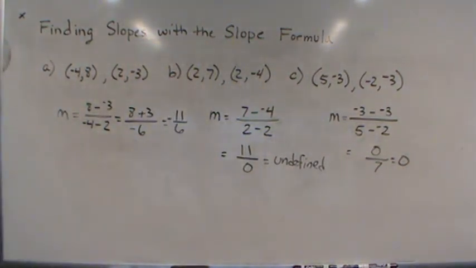And that's it. So that's how you use the slope formula to find the slope between 2 points, assuming that they're being connected by a straight line.